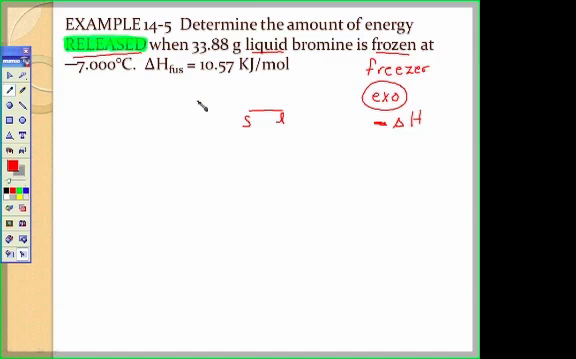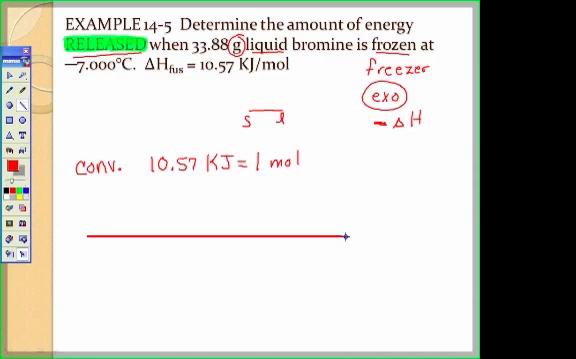I use dimensional analysis. My conversion factor is given as 10.57 kilojoules equal to 1 mole. I don't have moles, I have mass, but mass to moles should not be a problem for you. So let's set up a railroad. You can do it with the times sign. I accept either way of doing dimensional analysis. So let's set that up.